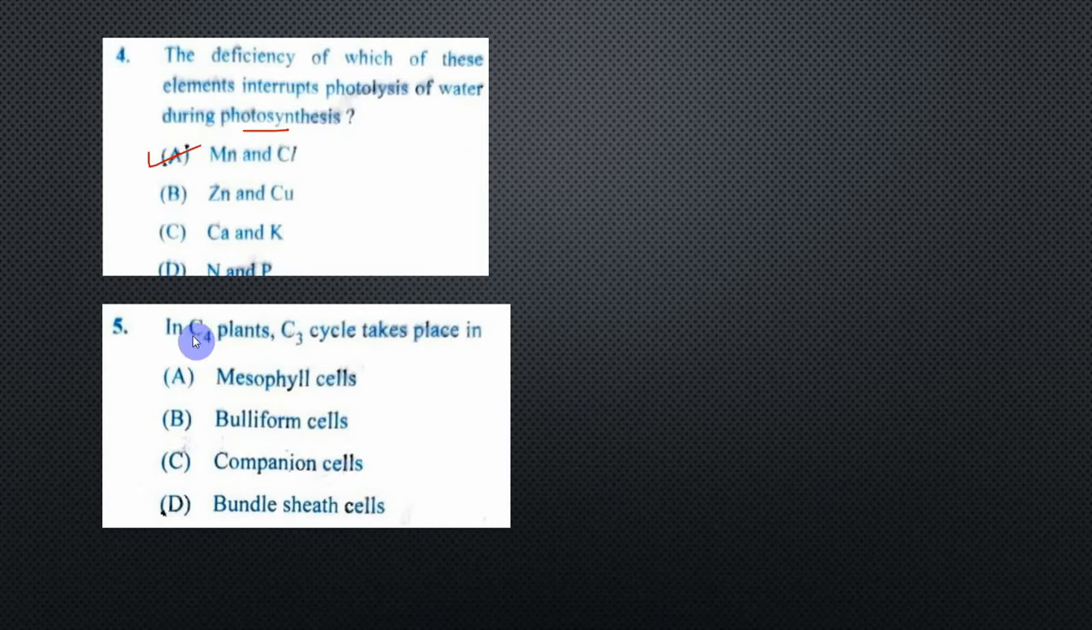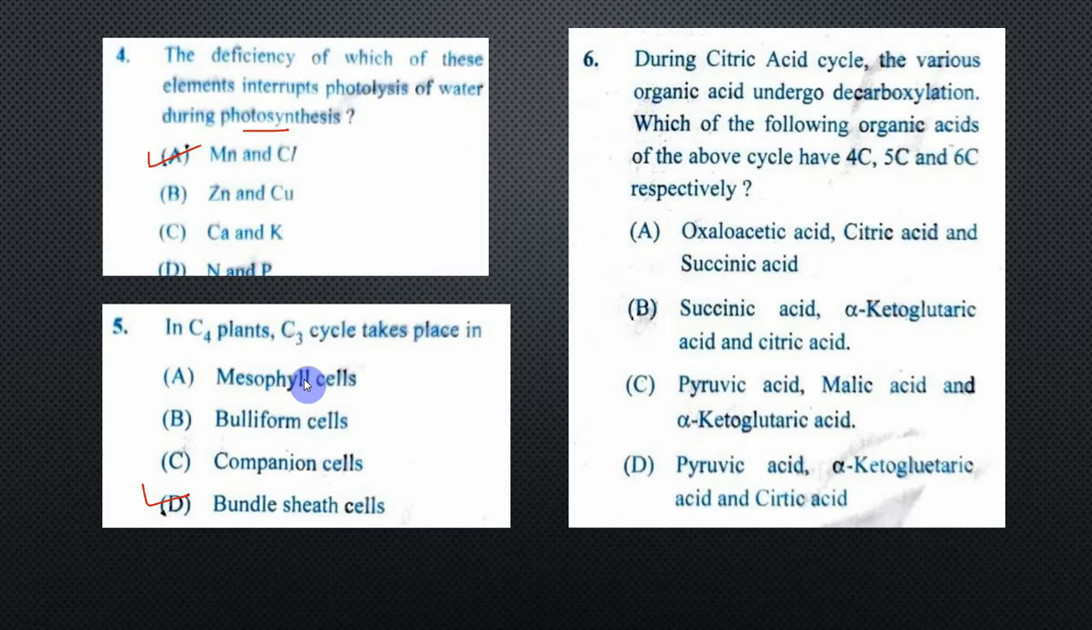So moving on, in the case of C4 plants, the C3 cycle takes place in option A, that is the mesophyll cells. The B is the bulliform cells. C is the companion cells, and D is the bundle sheath cells. So it is basically the bundle sheath cells in which the C3 cycle takes place, and the product that is formed in the bundle sheath cells is transported to the mesophyll cells, where the actual fixation of the carbon dioxide takes place.